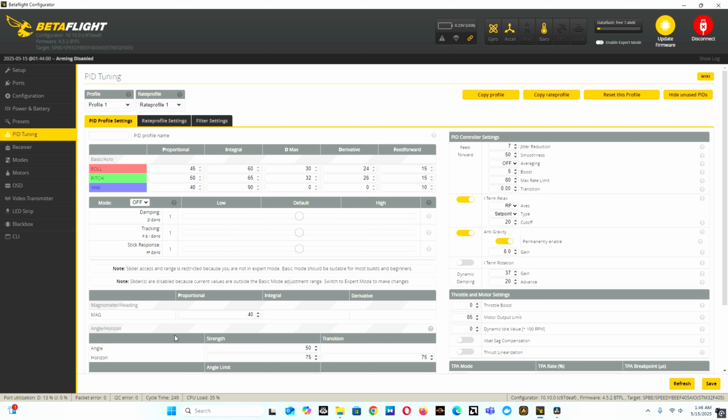In Betaflight, you adjust angle and horizon strength right inside the PID Tune tab. These aren't the PID values themselves, but they do control how angle or horizon modes behave.